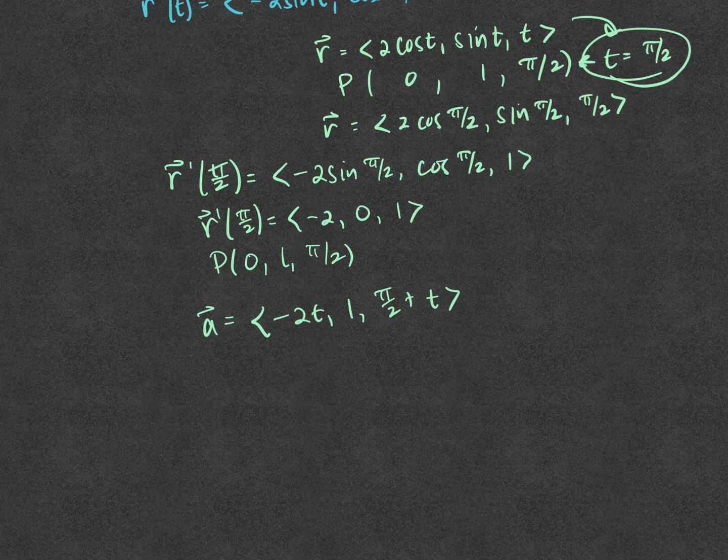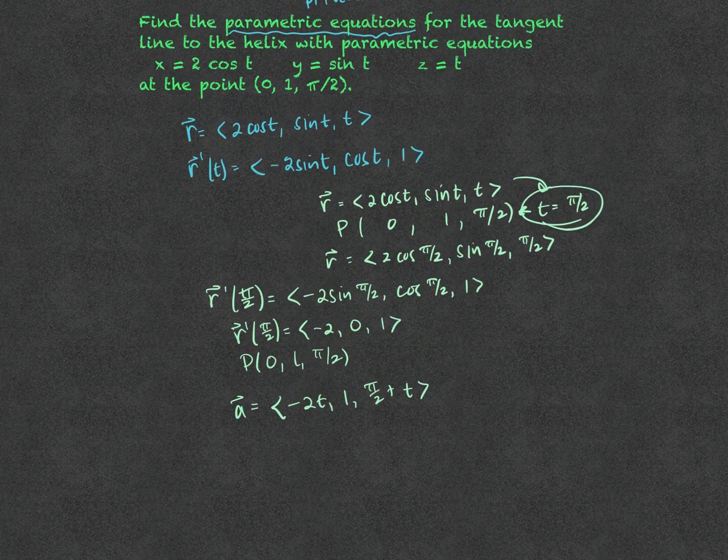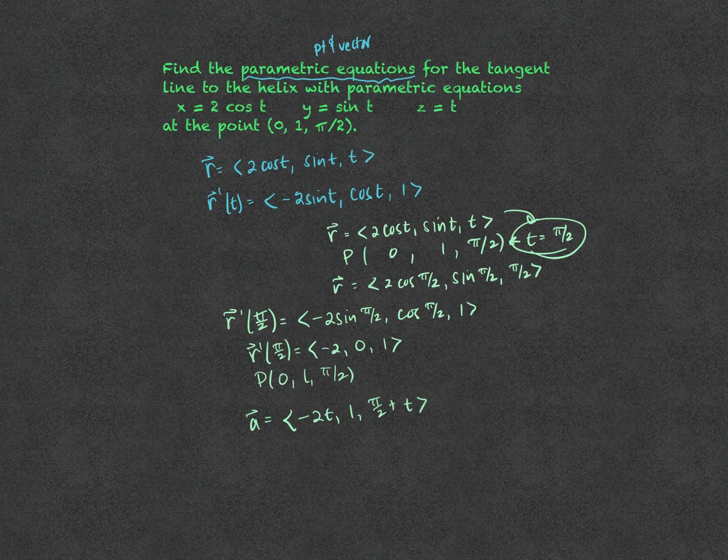And if we go back to the problem, it asked us for the parametric equations for the tangent line. So our parametric equations are x equals negative 2t, y equals 1, and z equals pi over 2 plus t. So those are our parametric equations.